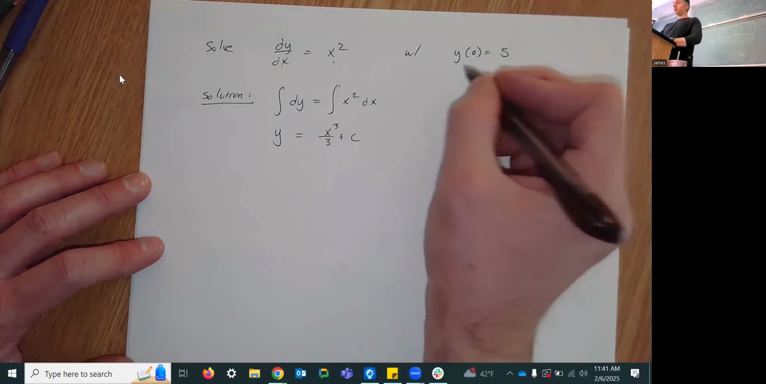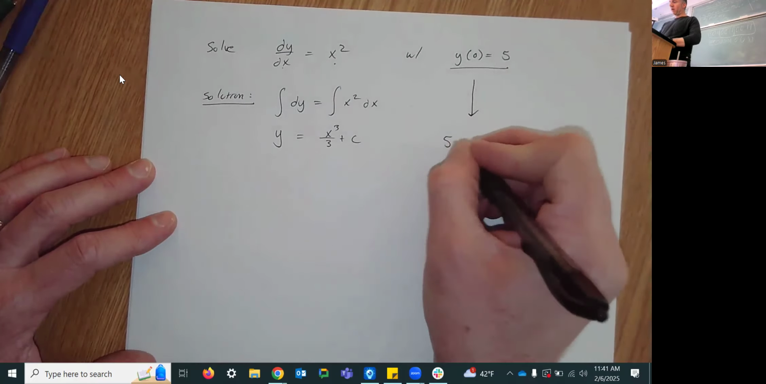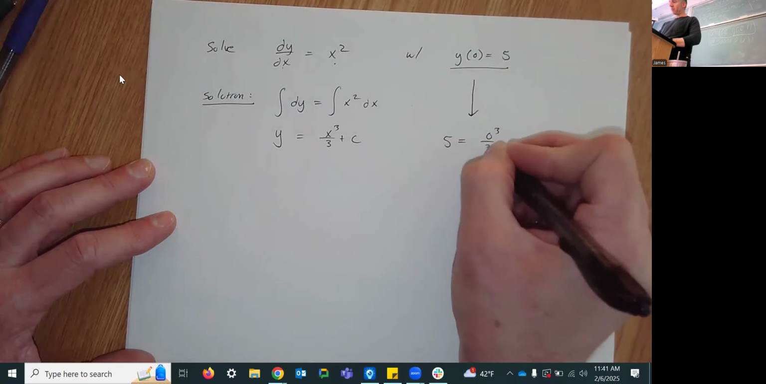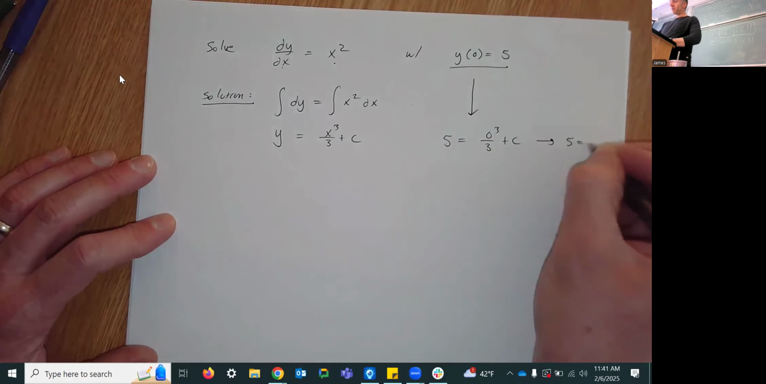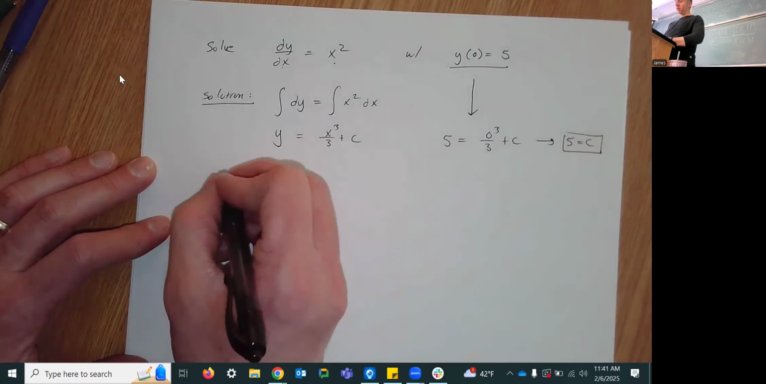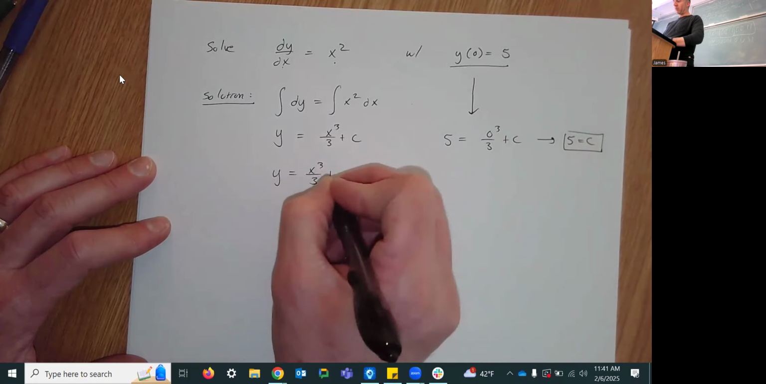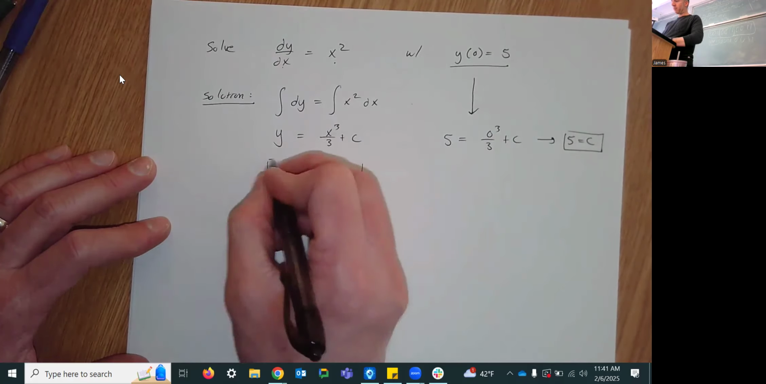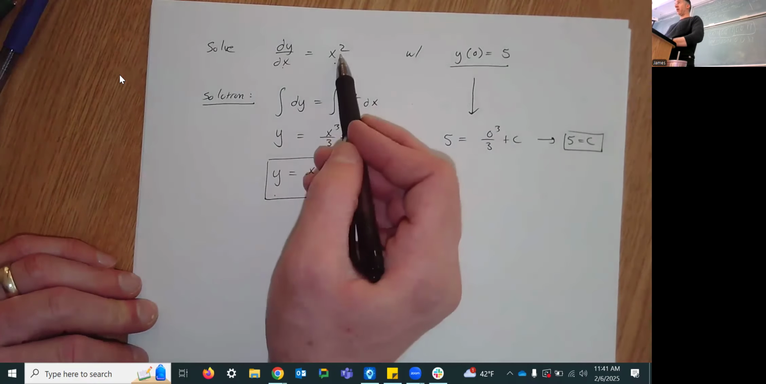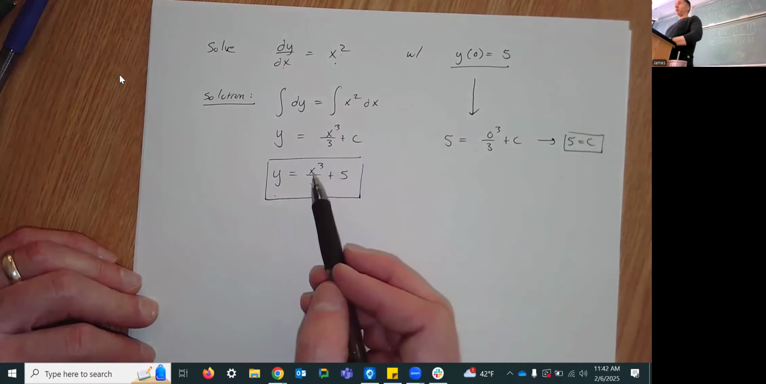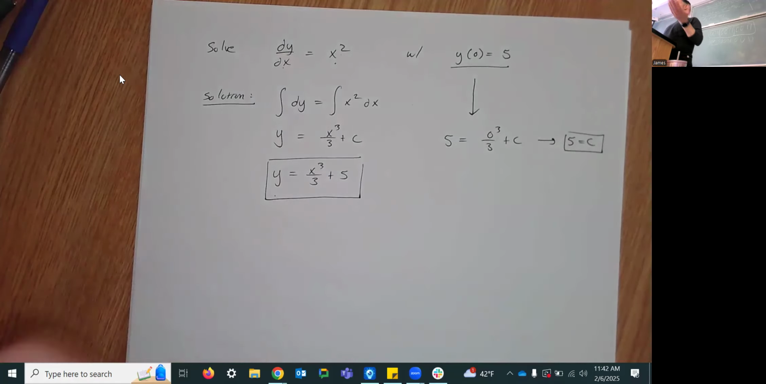And then we use our initial condition to solve for c. So plugging that in, y is 5, x is 0, and we end up getting c equal to 5. So then our final solution here is y equal to x cubed over 3 plus 5. Its derivative is certainly equal to x squared, and the initial condition is that when you plug in 0 for x, you get 5 for y. So that's a very, very basic example of solving a differential equation.